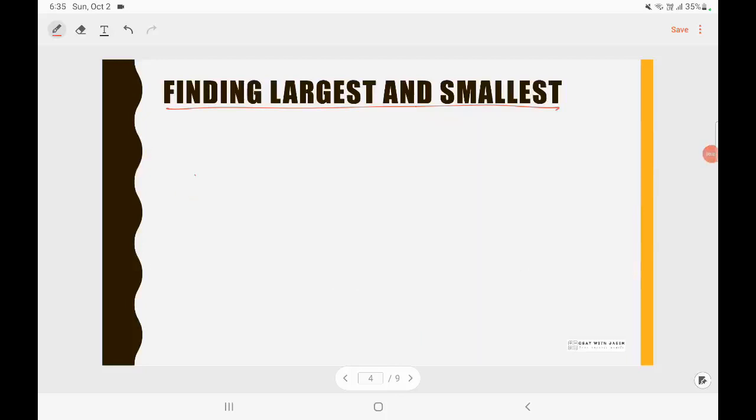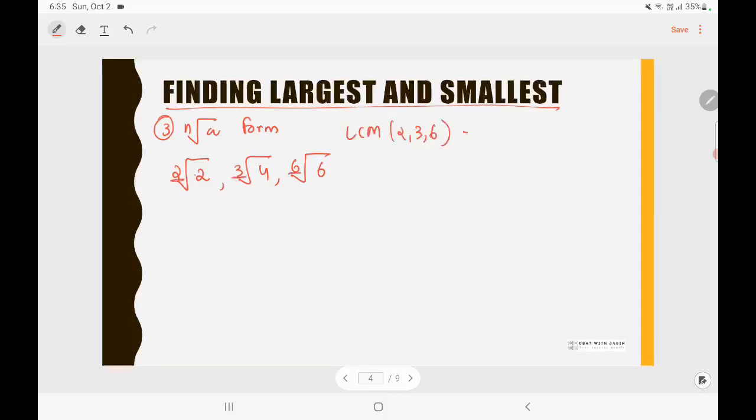So now let's look into another form, that is the n root a form. Let's take some examples. Let's say you are given 2 root 2, 3 root 4 and 6 root 6. You need to find which among these numbers is greatest and smallest. For that you need to find the LCM of 2, 3 and 6. What is the LCM of 2, 3, 6? It will be 6, right? So you need to write 6 here. In order to get 6, you need to multiply 3 with 2, so write 2 here. In order to get 6, you need to multiply 6 with 1, so write 1 here.